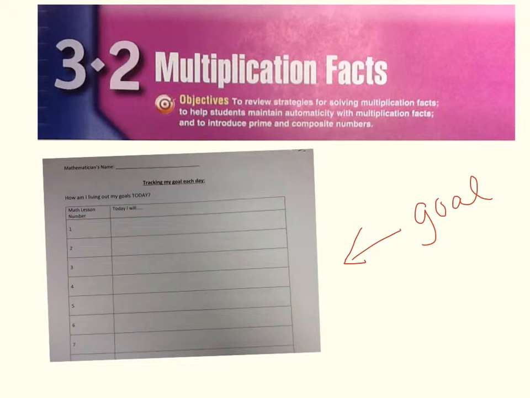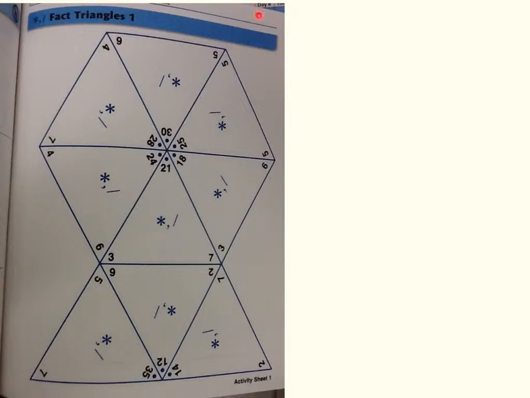At this time, make sure that your goal is filled out for the day. These fact triangles are found in the back of your book. We're going to be using these throughout the lesson, so just know at the end you're going to be cutting out pages 1 through 4 for all of these fact triangles, and you'll just get a paper clip from your teacher to hang on to these.